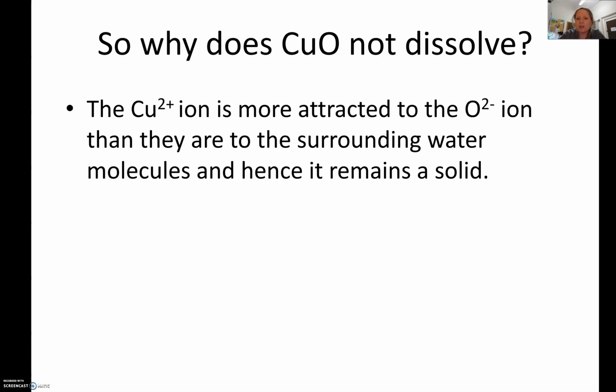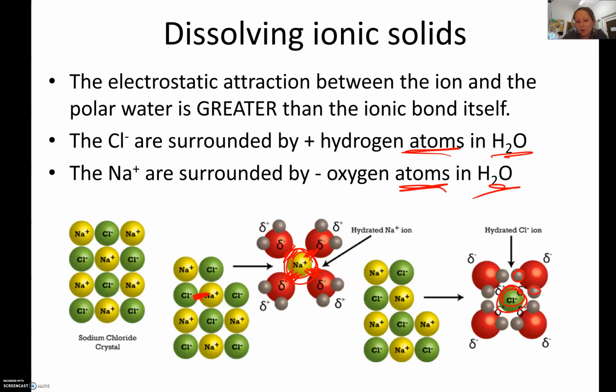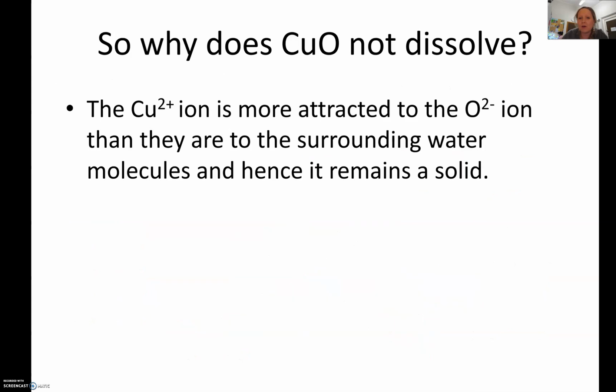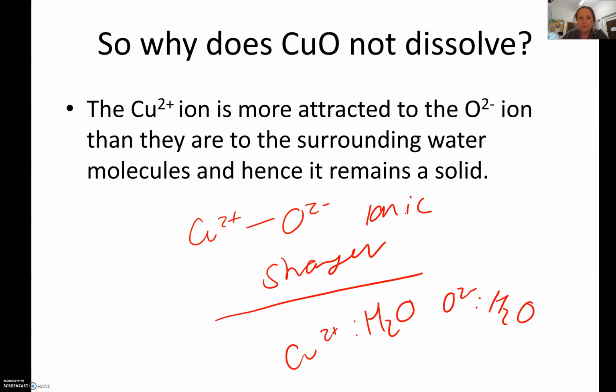So copper oxide is not very soluble, so it doesn't dissolve very much. And so why would that be? So remember, if we go back a slide, the reason why sodium chloride dissolves is because the attractions of the sodium ions for water and chloride ions for water are stronger than the ionic bonds holding these together. So if something doesn't dissolve, that must mean that the ionic bonds that are holding the Cu2+ ions to the O2- ions are stronger than the bonds that can form between Cu2+ and H2O, or O2- and H2O. So the ionic bonds in this case are stronger, and therefore it doesn't dissolve.